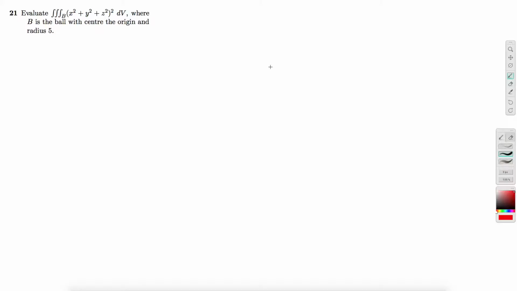Okay, so we're now going to begin the questions from exercise sheet 8. We're going to start with 21, and this is a pretty easy one. So the first thing we need to do is figure out what B is.